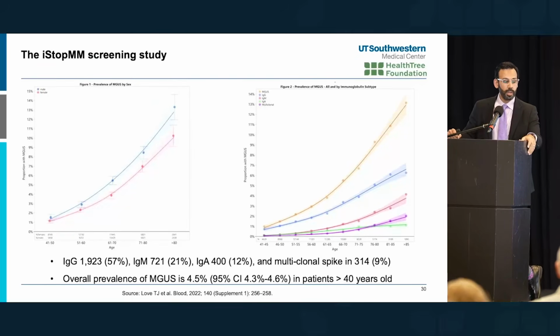And what they found, just one of their initial takes to look at how much MGUS is out there, was that the overall prevalence was roughly 4.5% of their population above the age of 40, which is very similar to the data that I mentioned coming from the Mayo Group. And again, IgG was the most common. They found more in men than in women. The incidence increased with increasing age. Then you could see that IgM was the second most common here, and then IgA, and then they saw multiclonal spikes in less than 10% of patients.